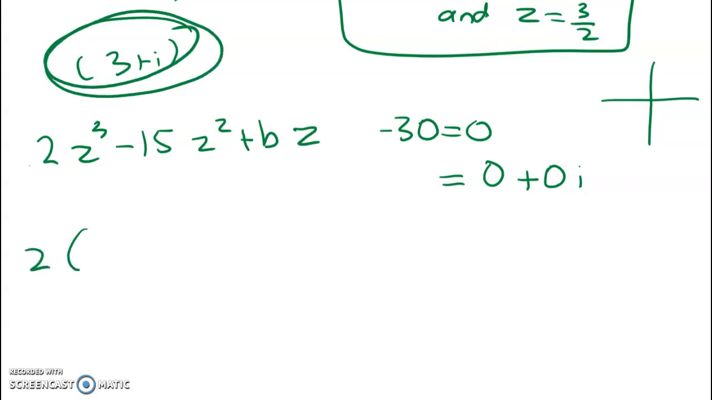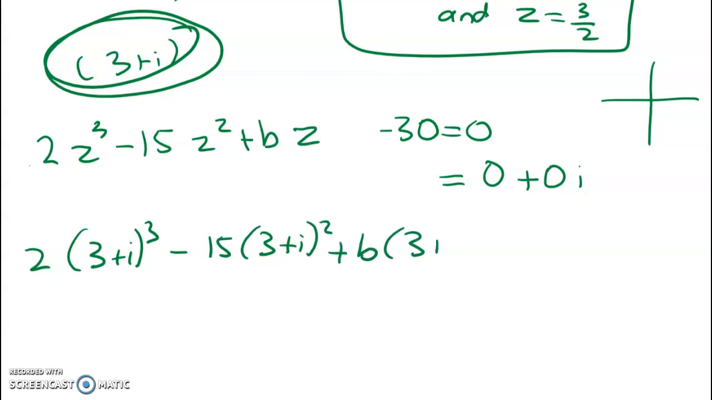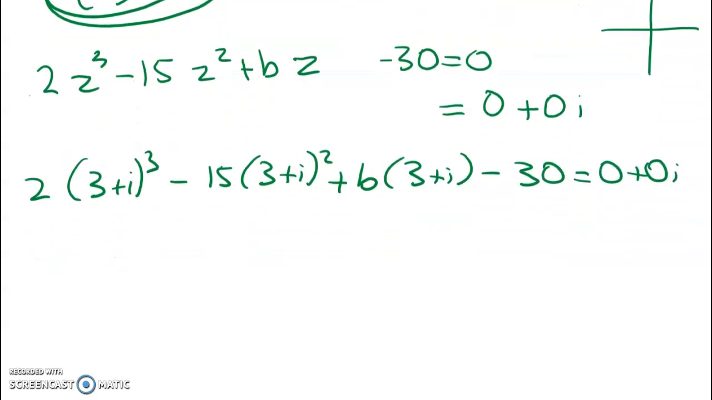Okay, so 2 times 3 plus i cubed minus 15 times 3 plus i squared plus b times 3 plus i minus 30 is equal to 0 plus 0i. So let's expand, and I'm going to do that because I'm making this for 13 MCA. I'm going to do that using a binomial expansion on that pretty quickly.